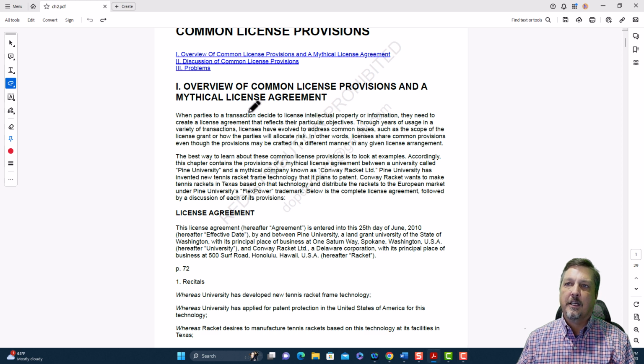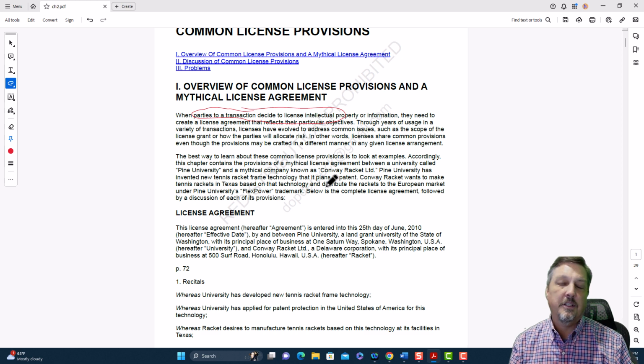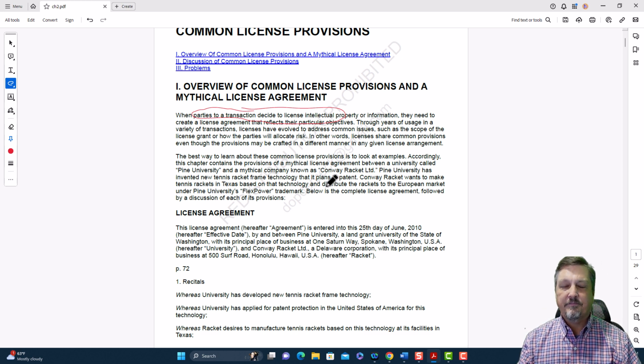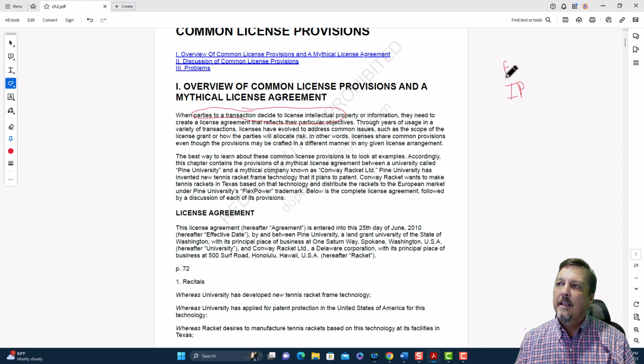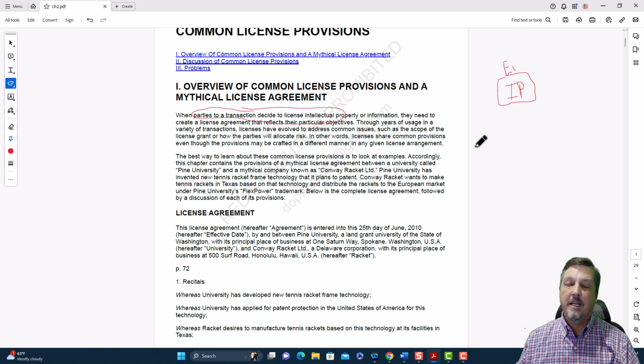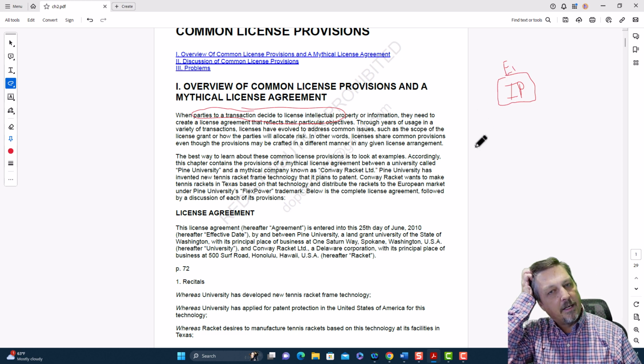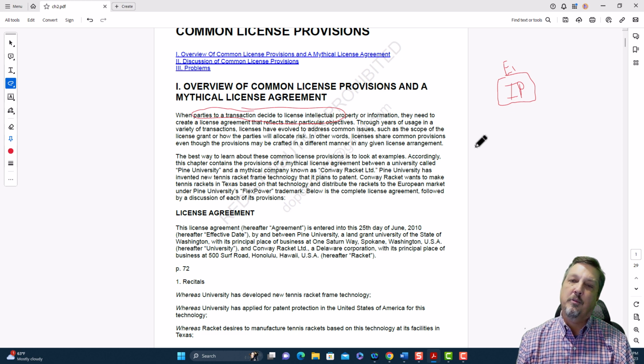So let's first talk about this piece here. Parties to the transaction decide to license intellectual property. Why license intellectual property, and what are the alternatives? Let's put here entity 1. It could be an individual, a corporation, a partnership, or anybody that is capable of owning intellectual property. Any legal entity can own intellectual property.